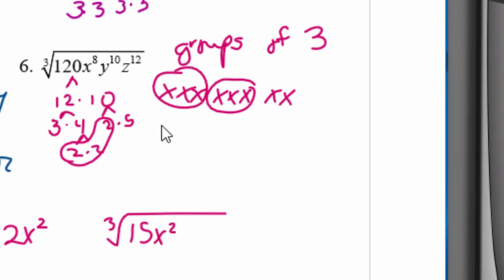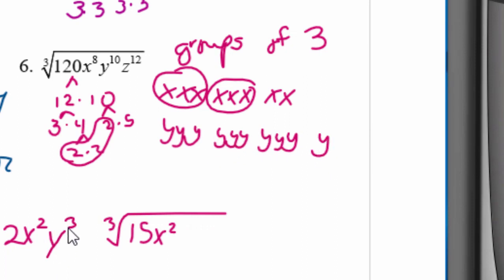Y to the 10th. How many groups of 3 y's can we make? Did you say 3? That'll take care of 9 of those y's, right? There's one group, there's the second group, there's the third group, and there's a leftover. So y cubed out here, 1 left over in the radical. Okay, 12 z's. How many groups of 3 z's can we make? Did you say 4? Put a z to the 4 out here. Nothing left over, right? We used up all 12 z's. Okay, so this is your answer.